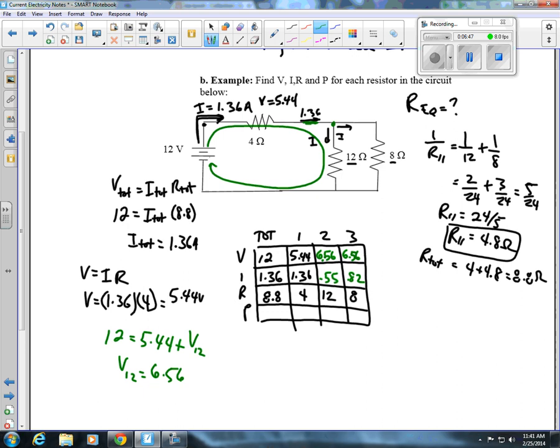Now for the powers, I just do P equals VI. So I'm going to multiply each of those out, and I'll write the results. So those values are 16.32, 7.40, 3.61, and 5.38. And my check on those is these three should add up to 16.32, and with differences in rounding, they do.